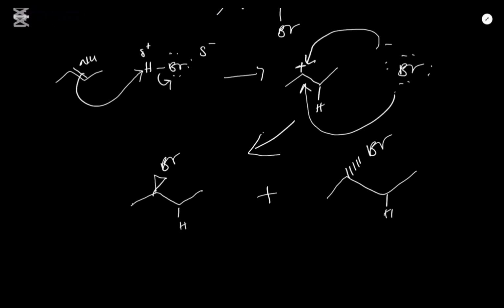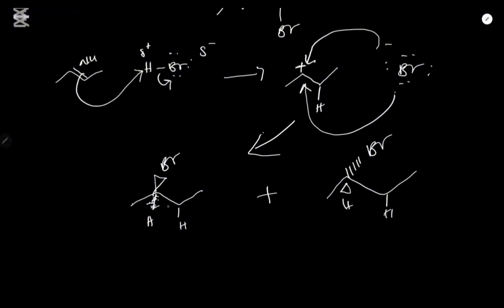Why are we having two products here? Some people may start wondering, why are we having two products in this case? We're having two products because this carbon here is a chiral carbon. A chiral carbon is a carbon connected to 4 different groups.